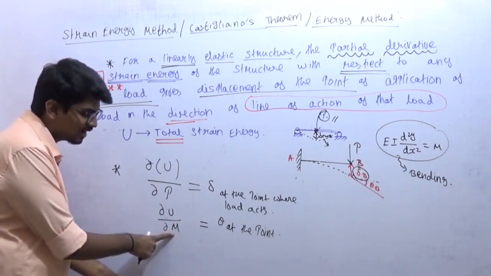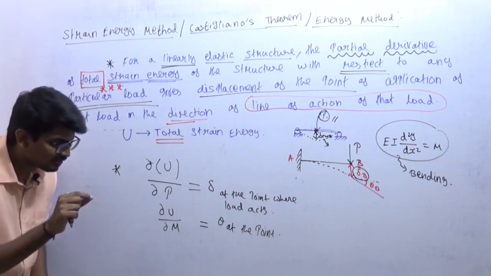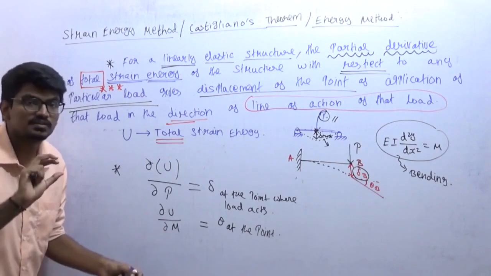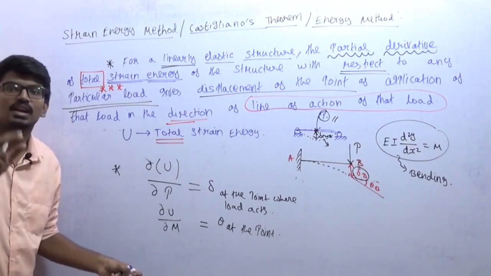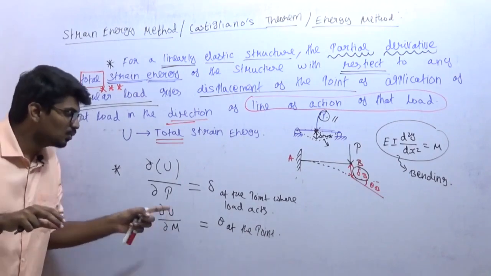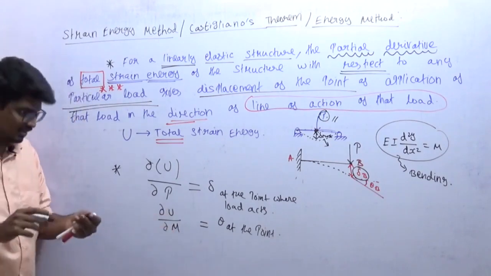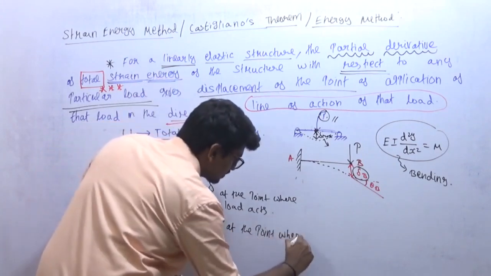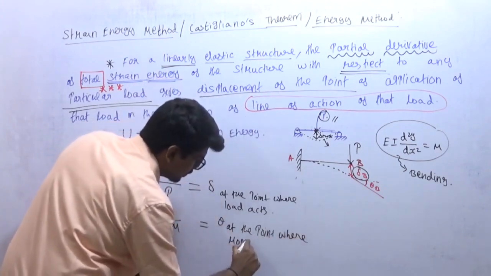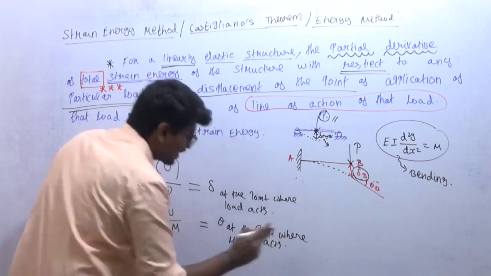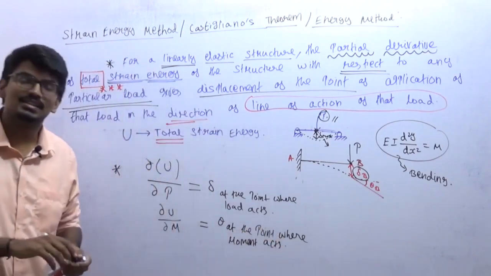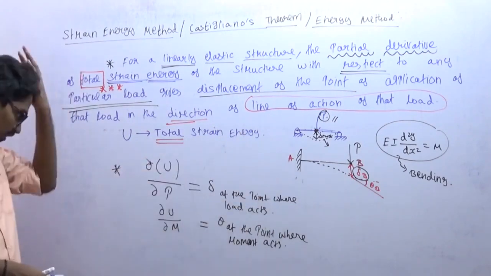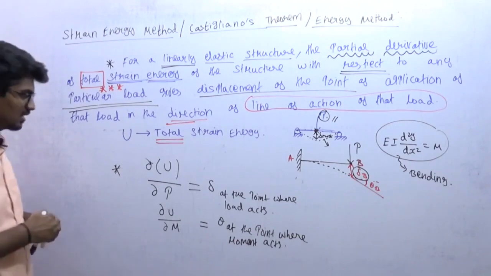And what moment do I need to take? The moment at the point at which I need to find out the slope. Okay, that point I need to differentiate u with respect to that moment. See, okay, let me first finish the statement. Theta at the point where moment acts. See, you might have a confusion now, but I will do an example. I will take this cantilever beam only and I will do the example, then it will be more clear. Okay, for now I am giving you the statements. These are the two statements.